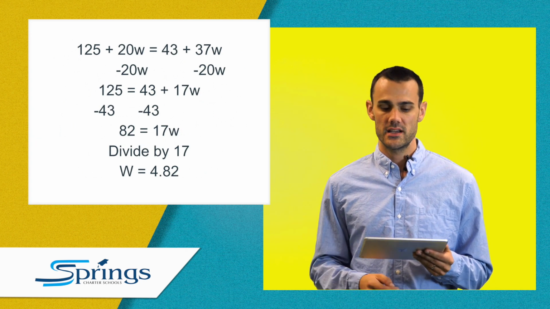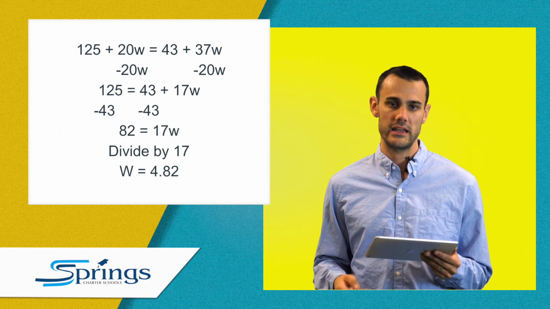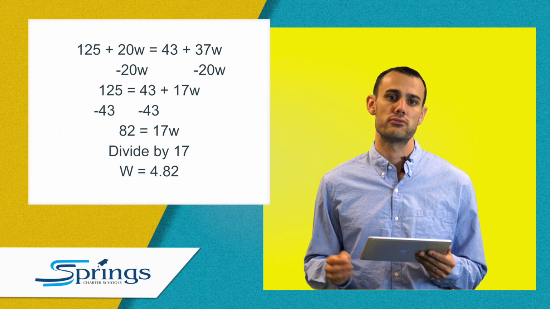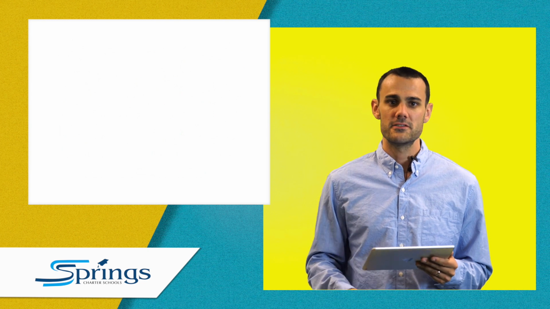We divide both sides by 17, and in this case I did it ahead of time and I got w equals 4.82. Or we could say that w has an approximate value of 4.82. That's it for solving multi-step equations.